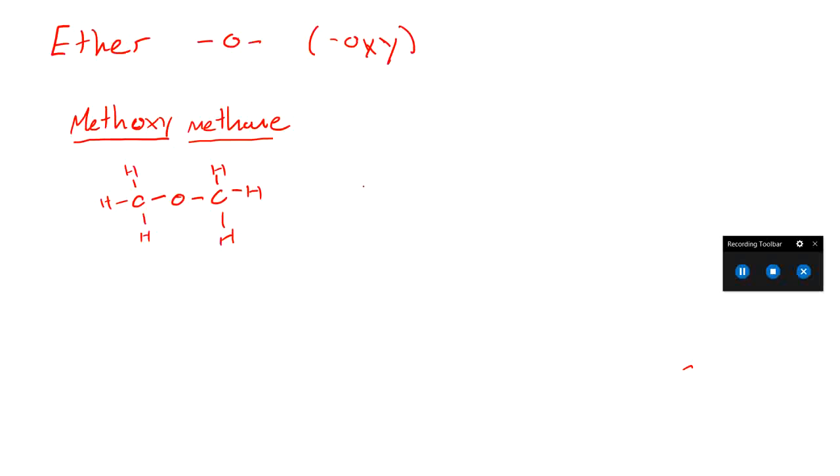We could have, for example, methoxy ethane. Now, why is ethane my root word? It's because eth- is my longest carbon chain. So this would be CH3O, CH2, CH3. Now this is where the naming can get a little confusing, because for example, I'm going to draw these first.